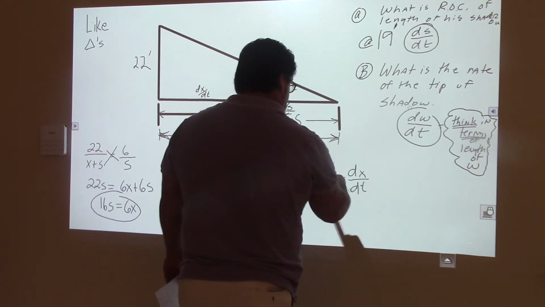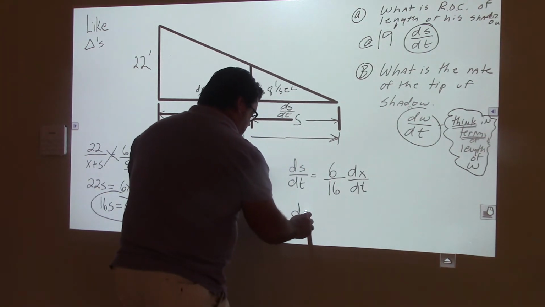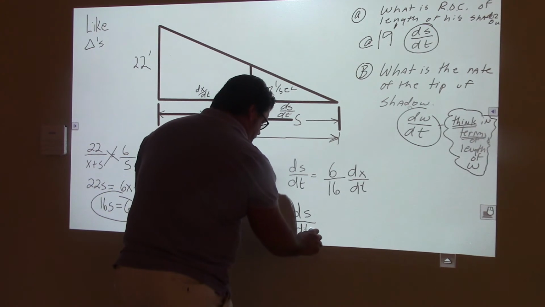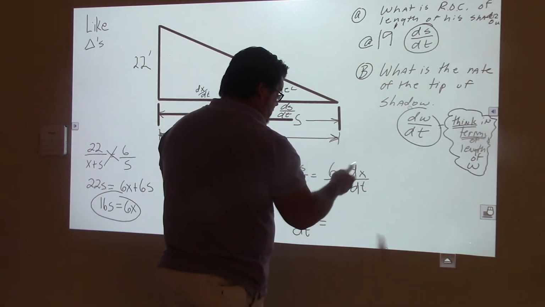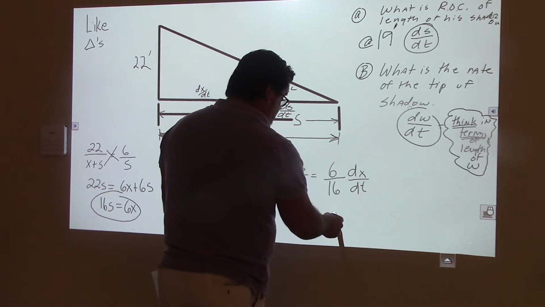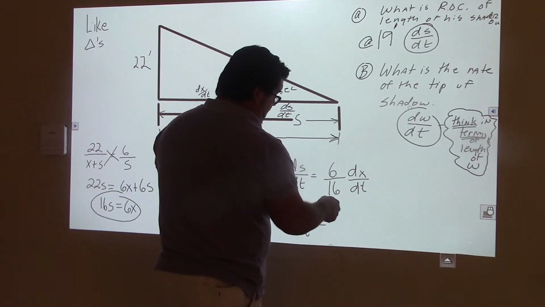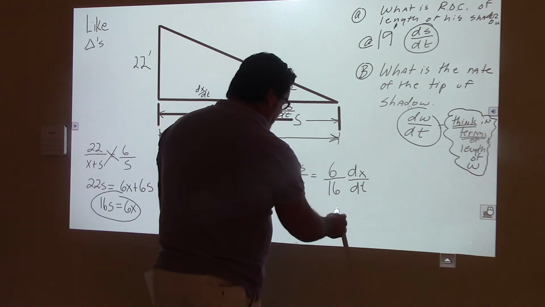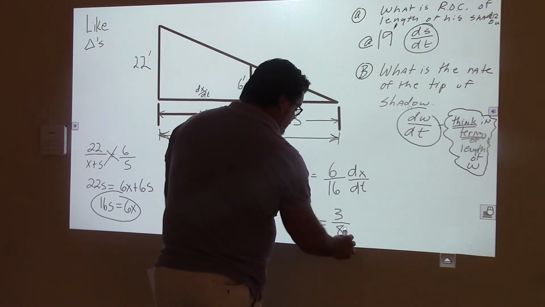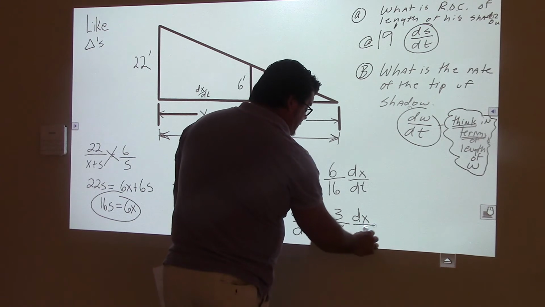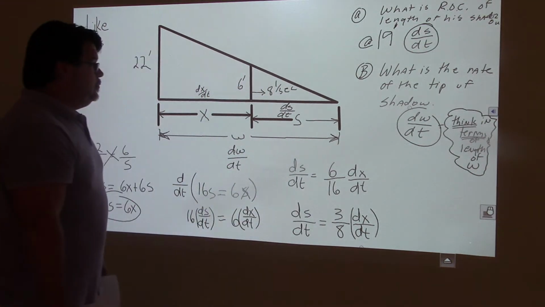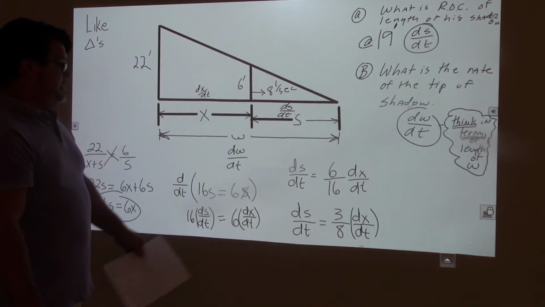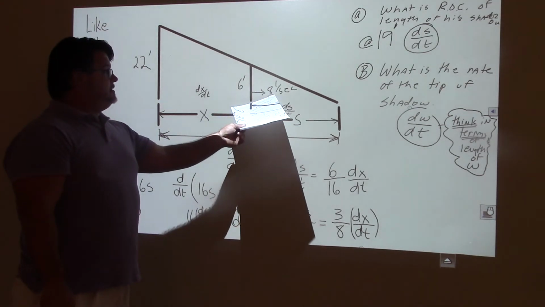And of course you can simplify this. ds/dt is equal to 6 over 16, that's what? 3 over 8? Right? 3 over 8 dx/dt. And we have dx/dt. What is it?